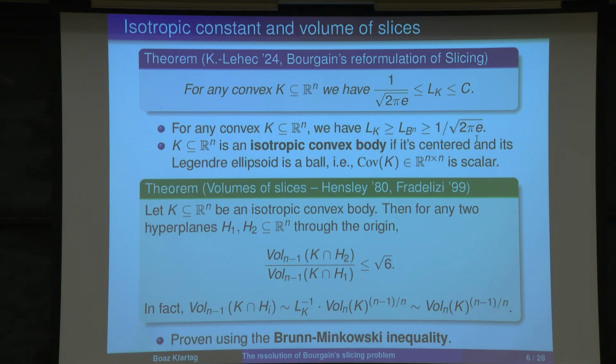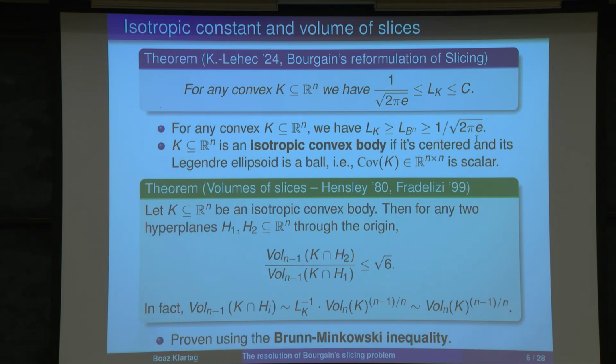Okay. The lower bound is an easy thing because it's not very hard to show that the isotropic constant is minimized for the Euclidean ball. And for the Euclidean ball, you can compute it, and it gives the trivial lower bound, 1 over the square root of 2 pi e. However, the upper bound requires that slicing theorem. Okay, so we know these things about L_K, determinant of covariance versus volume.